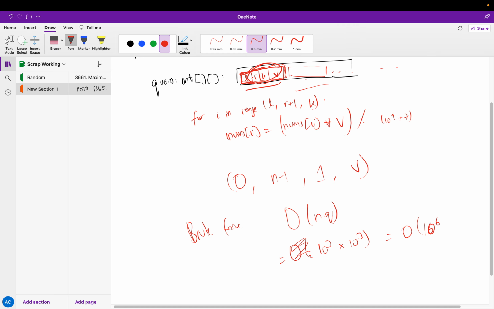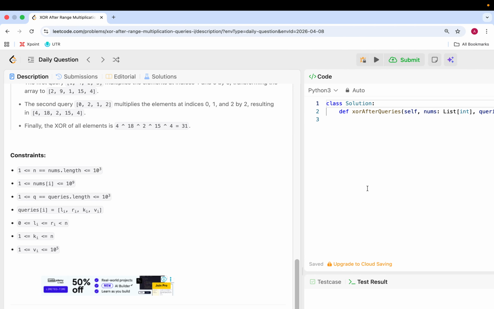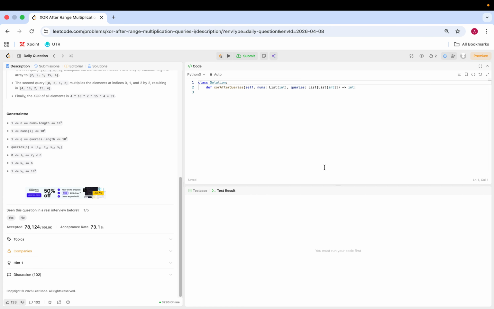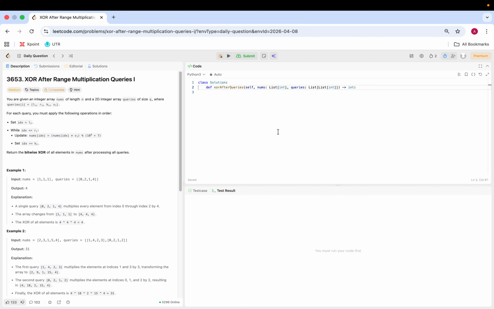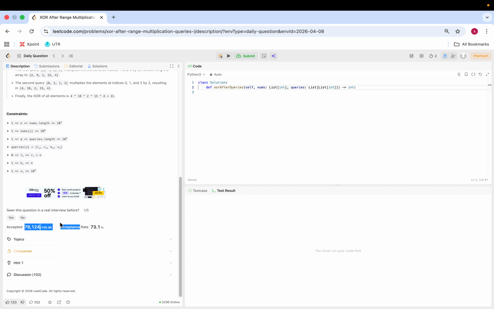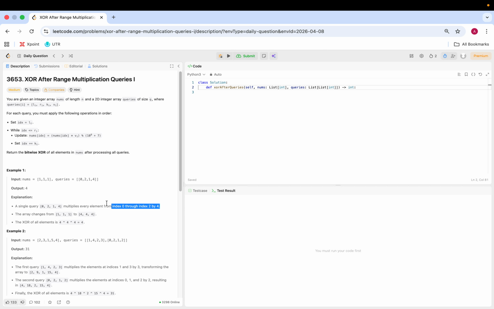Or I shouldn't say O of, it's roughly the order of 1,000,000, which by LeetCode standards will work generally. It's just that it will be slow. It will be one of the slower things. I'm imagining that's why the acceptance rate is so high, because people would have started by doing the brute force approach. So I will do that as well.